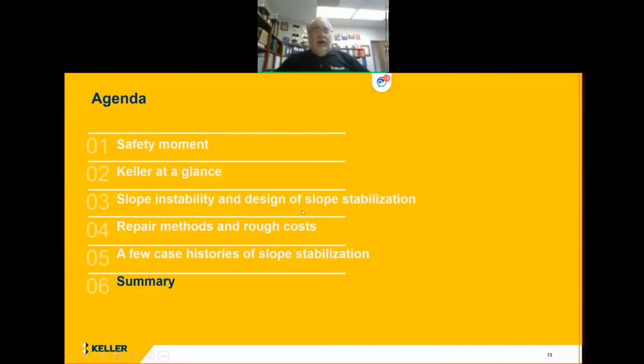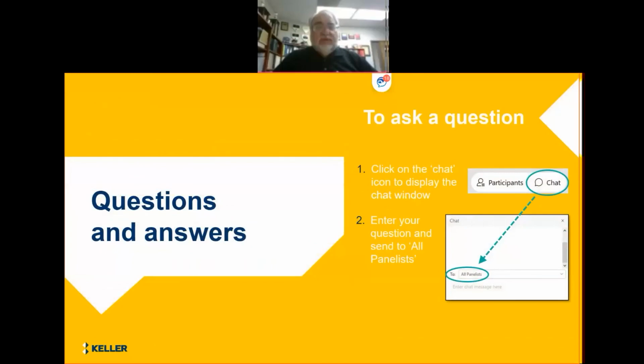Okay, so we're coming near the end here. We're trying to answer a few questions. We're a little long on time, maybe a couple minutes, but those are the different options and some case histories for slope instability. So, JD?